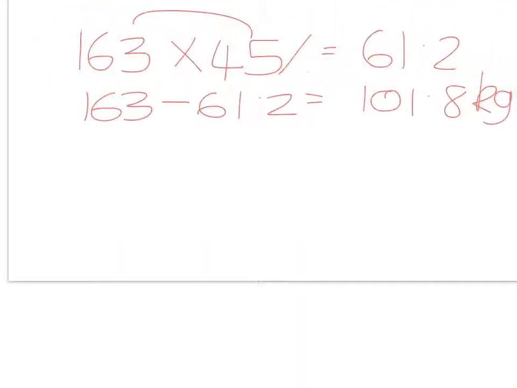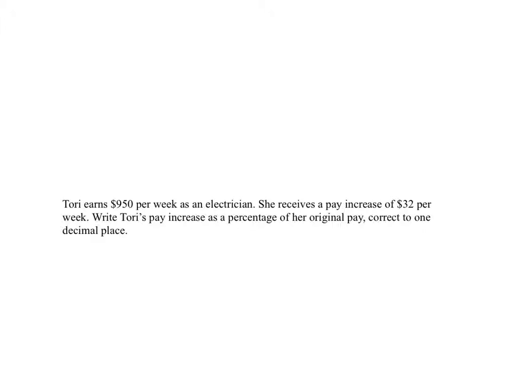I want to show you the next one. So it says, Tori earns $950 per week as an electrician. She receives a pay increase of $32 per week. Write Tori's pay increase, or I need to underline the increase, as a percentage of her original pay, correct to one decimal place. You've got to read it. So what is her increase? Her increase was $32. So you put that 32 of her original pay. What was her original pay? 950. You put it as a fraction over 950.